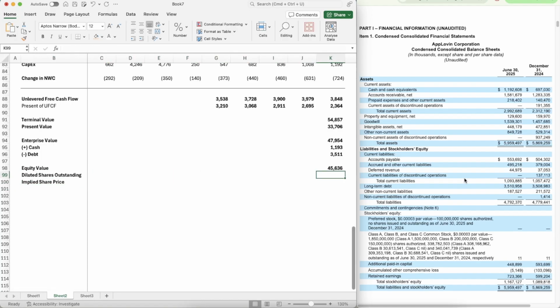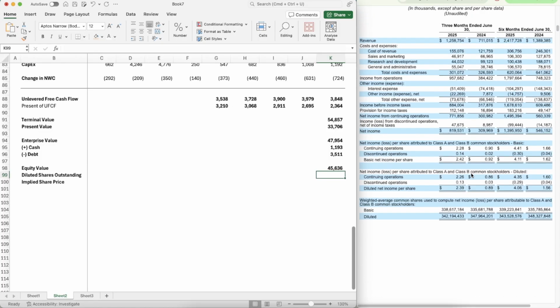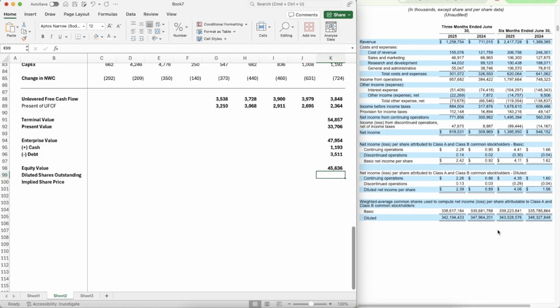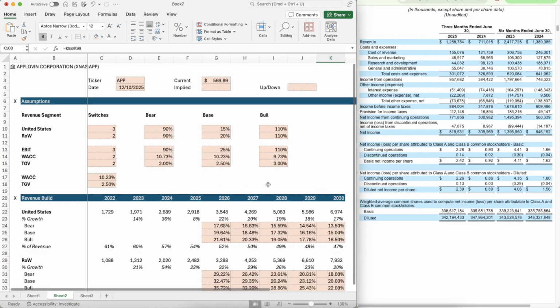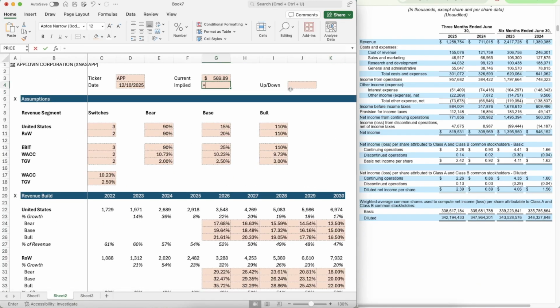Diluted shares outstanding is on the income statement down here. So we'll take this one, 343. We're going to do this in millions. So 343.528576. And your implied share price is you take your equity value divided by your diluted shares outstanding, which would indicate an implied share price of 133. So K100, let's equals K100.